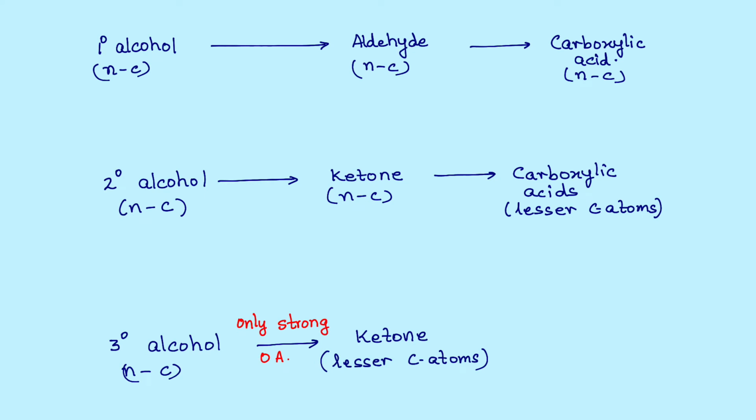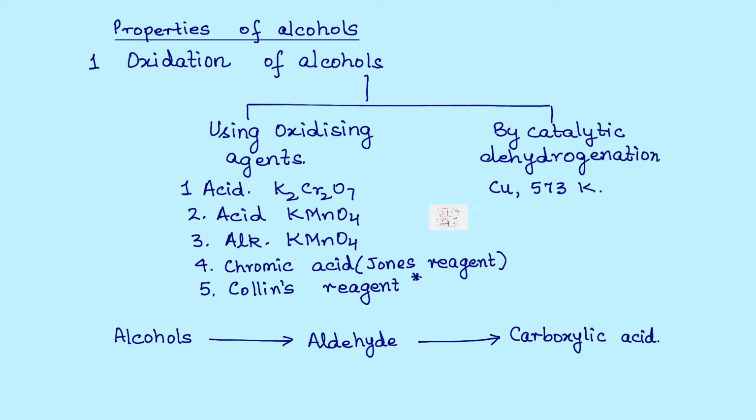So I've listed all these 3 behaviors in the form of 3 bullet points, which will help us to remember the properties of getting oxidized at a glance. Okay, so, inquisitive to know what are the oxidizing agents that we can use? Acidified potassium dichromate, acidified potassium permanganate, alkaline KMnO4, Jones reagent, Collins reagent. Oh, too many to learn, right?